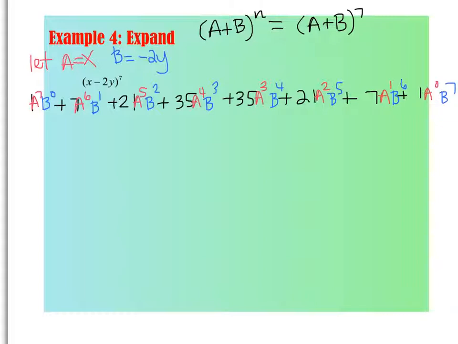Okay, but now the difference is we need to substitute in x for all of these A's and negative 2y for all of these B's. So, let's do that. I'm going to go for it here. So for the first term, if I plug in x for my A, I'm just going to get x to the 7th. I'm not going to bother plugging in anything for B because B to the 0 is just 1.